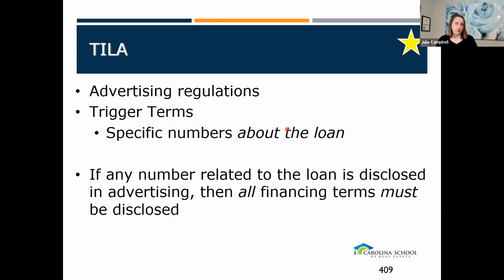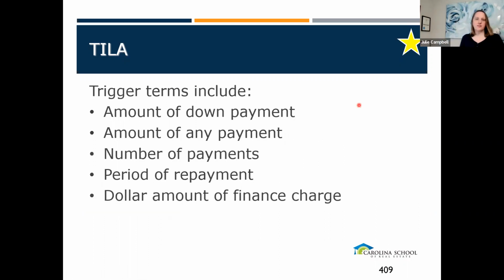So when we talk about trigger terms, specific numbers about the loan, if the lender advertises an actual amount of the down payment, if they advertise an actual amount of any payment, if they advertise a specific number of payments, period of repayments, or the dollar amount of finance charge. These are examples of trigger terms. Again, looking at examples in just a second. But if the lender specifically mentions any of these numbers, TILA says they have to advertise all of the terms of the loan.